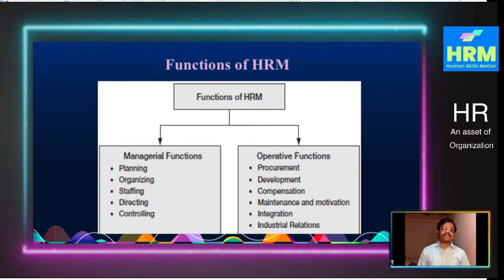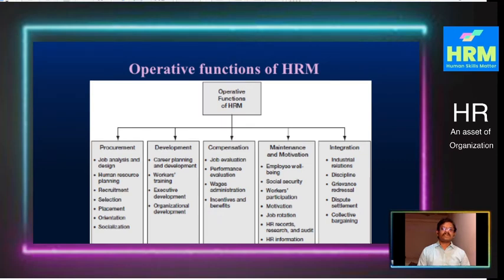These management functions are very much used in human resource management. Operative functions are procurement, that is, the recruitment of employees, development of the employees, providing compensation for them, maintenance, and then motivation, integration, and reconciliation. So these are the operative functions, and these are the two categories that you can understand. Managerial functions we are very well aware of, right? It is all about planning, organizing, directing, staffing, and controlling.